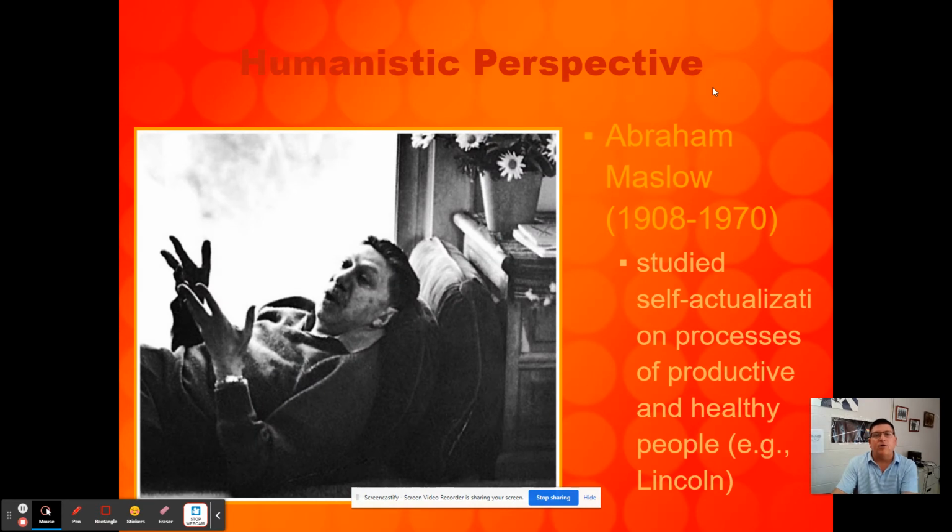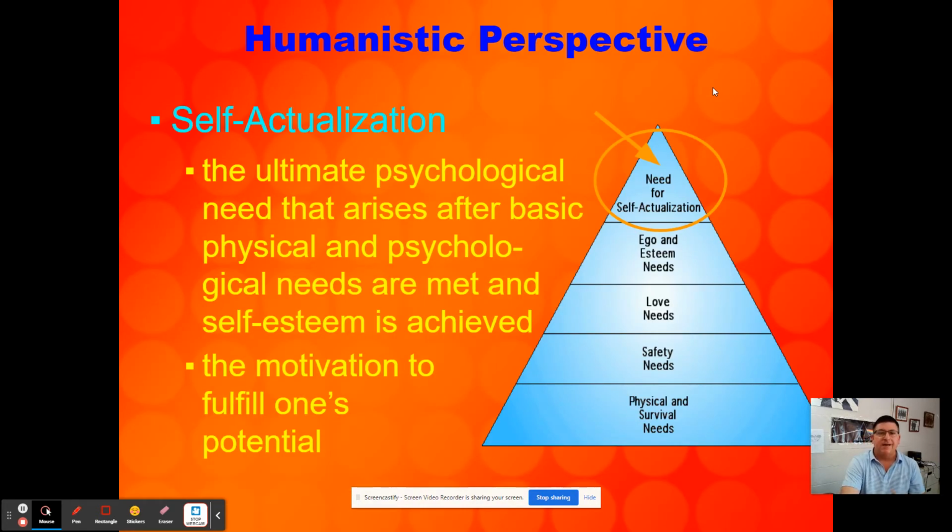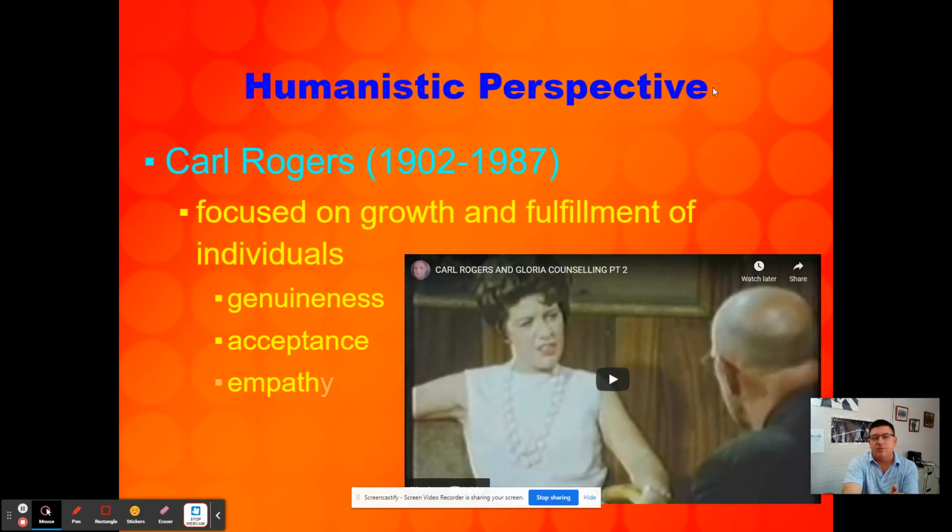All right, now we're to the humanistic perspective. Remember, humanists, be all you can be. Everyone's good. You're all trying to reach that pinnacle of self-actualization, to be everything that you are capable of. The humanistic perspective of behavior focuses on self-actualization, healthy individuals, and good people. Led by Abraham Maslow, in his hierarchy of needs. We talked about this. It is at the top. Self-actualization is the ultimate psychological need after the basic needs are met. This is the motivation to meet your potential.